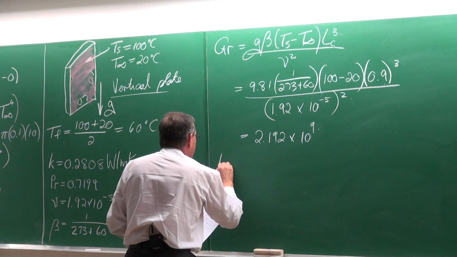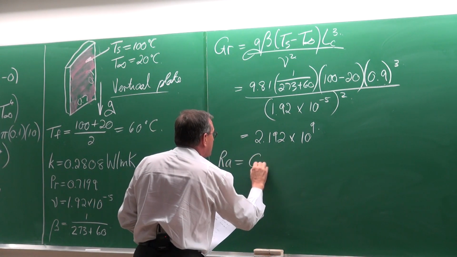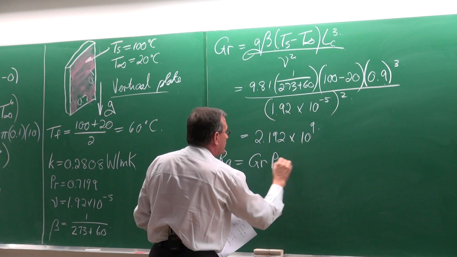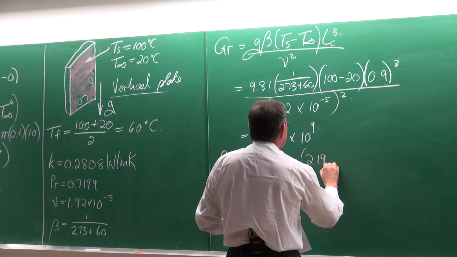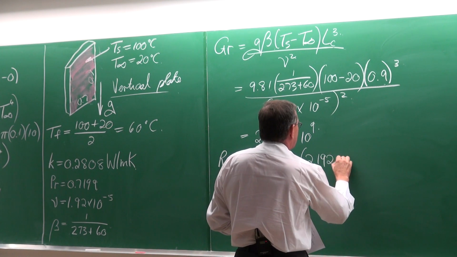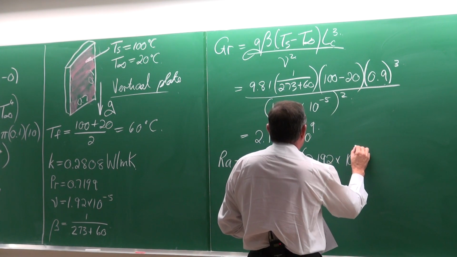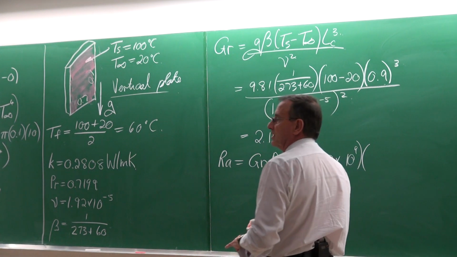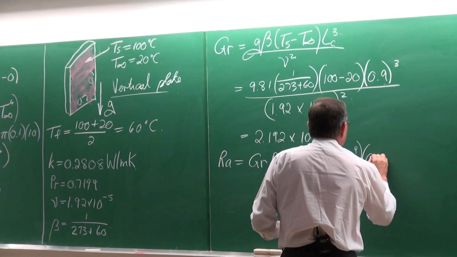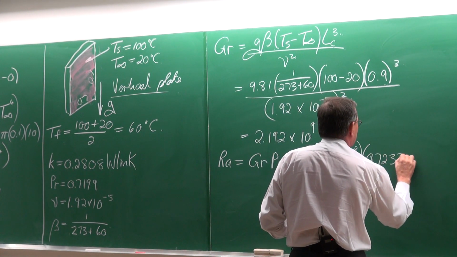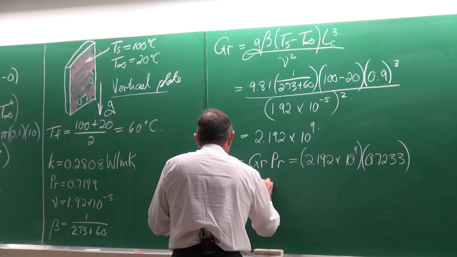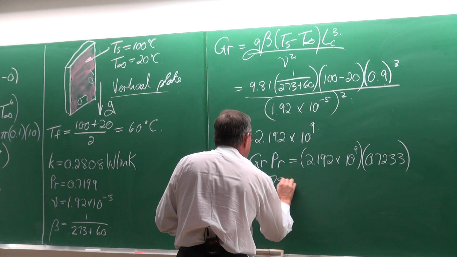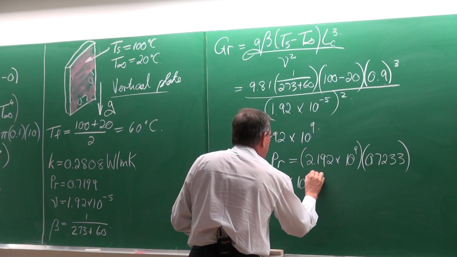The Rayleigh number is the Grashof number multiplied by the Prandtl number. The Grashof number we've determined just now, 2.192 multiplied by 10 to the 10th, multiplied by the Prandtl number, and the Prandtl number is equal to 0.7233, and the result is a Rayleigh number of 1.578 multiplied by 10 to the 9th.